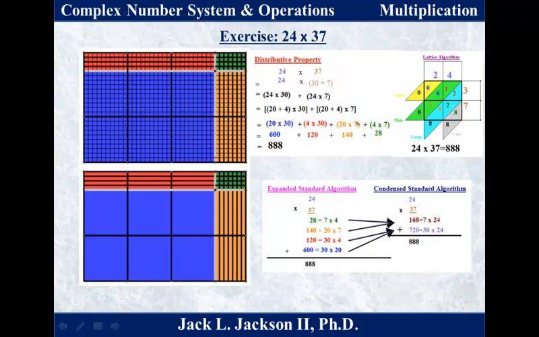Okay, the orange ones are the outer two digits, and the green ones are the last two digits. First, outer, inner, last, not in the order I did it here. If you put it first, outer, inner, last, it spells a word, FOIL. Now the expanded algorithm, we see it down here, and the condensed version here, and the lattice version here. So if you need to, pause this and check your work carefully, but we're going to go on now.